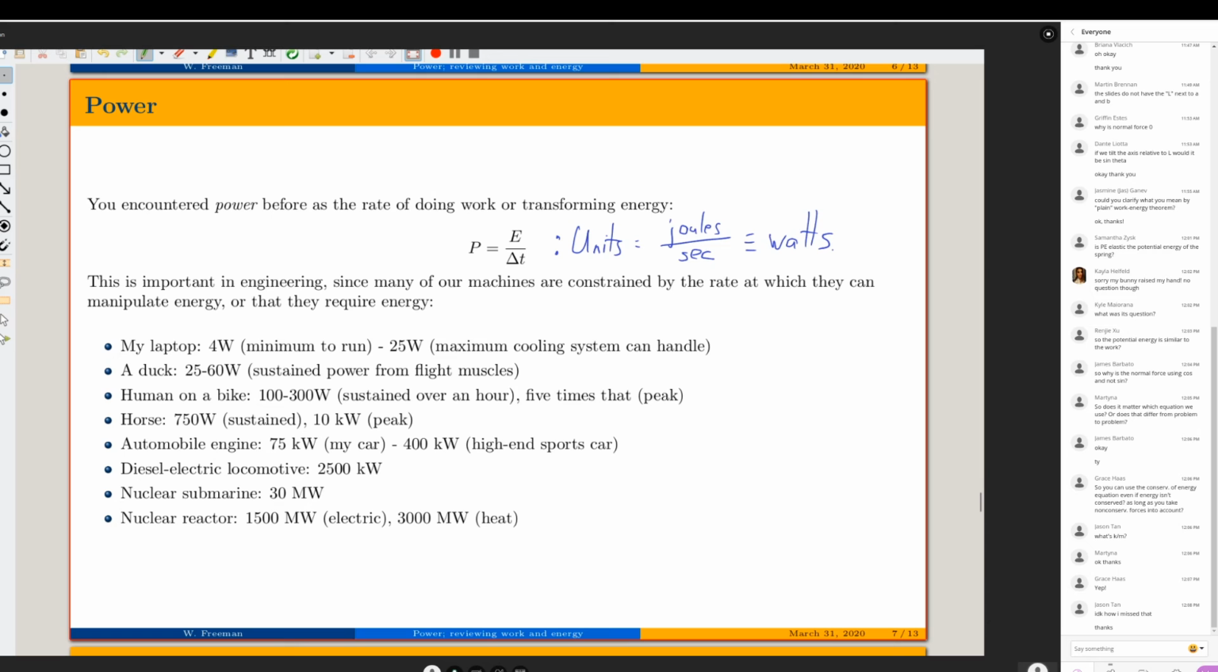And this is a super important thing in engineering because we have a lot of machines that are limited by the rate at which they can do work or the rate at which they can transform energy. So right now my laptop is getting close to its maximum of 25 watts. So it's converting about 25 joules of electric potential energy into heat and light every second.